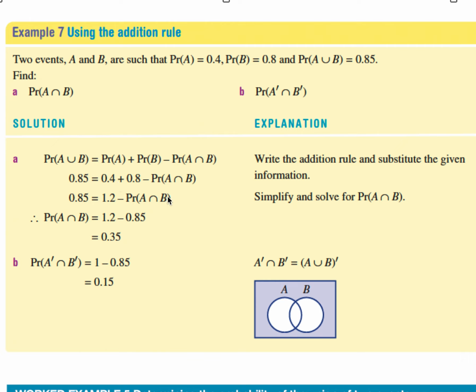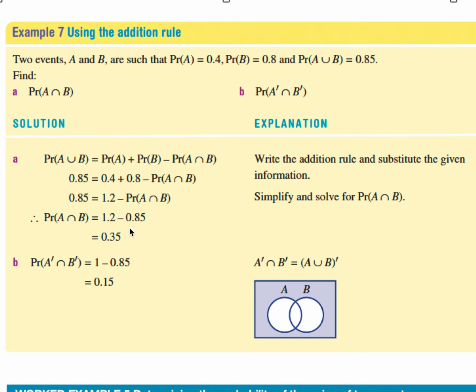I then want to get the probability of A and B on its own, but I want it to be positive. So what I'm actually going to do is add the probability of A and B to both sides so that this side cancels out my right-hand side, and I now have it on my left. I'm then going to minus 0.85 from both sides, so I end up getting this line here, that our probability of A and B equals 1.2 minus 0.85, and we get 0.35 for that.